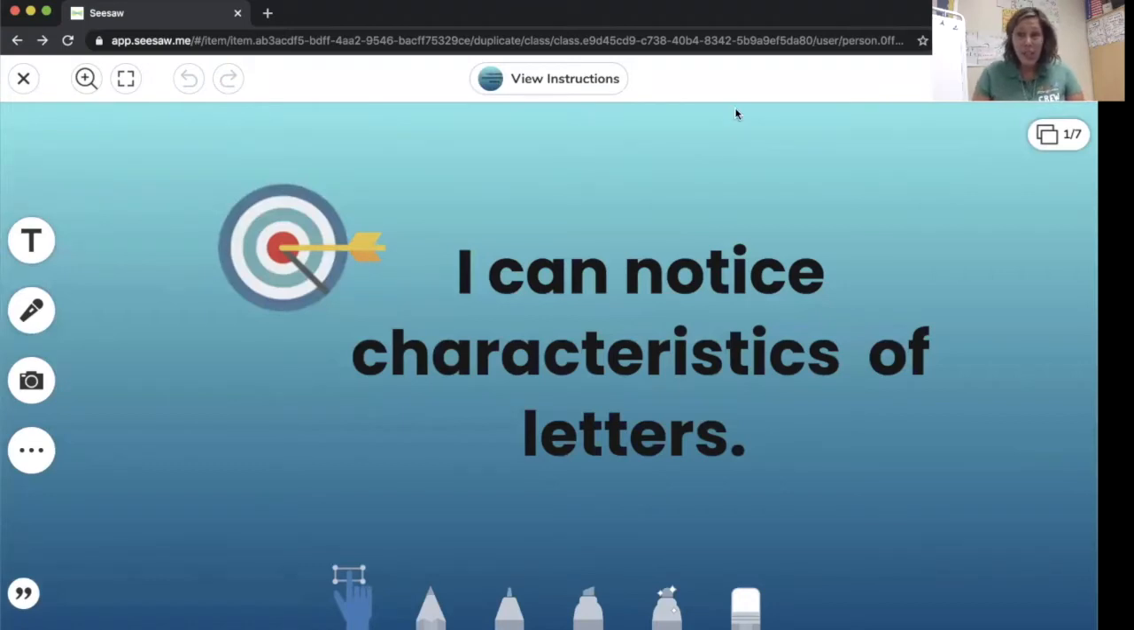Our target for today is I can notice characteristics of letters. We are going to look very closely at some of the letters of the alphabet, and we're going to identify the different parts. We're going to look for lines and curves and circles and things that will help us better identify these letters. Are you ready to get started?